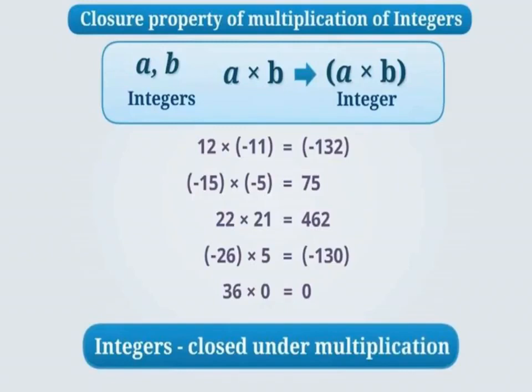Next we will check another example. Minus 26 and plus 5. We take opposite signs, minus and plus. The resulting product is negative. So minus 26 into 5 equals minus 130. Next, 36 into 0 equals 0. We can multiply any number with 0 and we will get the product 0. So we can say that integers are closed under multiplication.